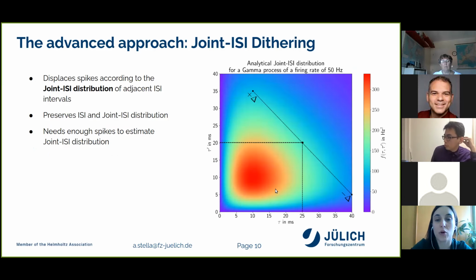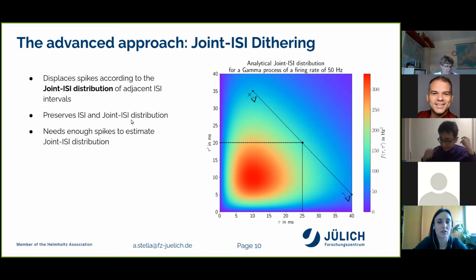Our next approach that is more advanced is what is called the joint interspike interval dithering, which was designed by George Gerstein in 2004. And this technique displaces spikes according to the joint interspike interval distribution of adjacent interspike intervals. So adjacent means one after the other. So we have the first interspike interval on the x-axis, the second interspike interval on the y-axis. We sample all these interspike intervals from our original spike trains, and then we use this distribution to sample surrogates. So this has the nice characteristic that it preserves many statistics, such as the interspike interval and the joint interspike interval distribution.